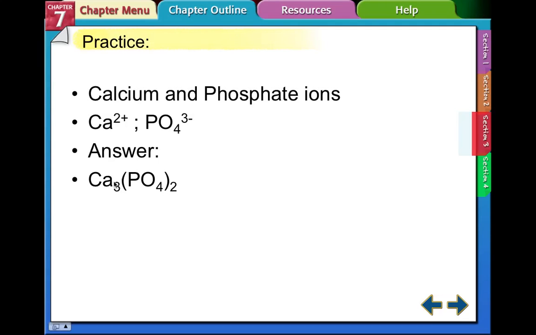Calcium is going to be a subscript of 3, that gives you a +6 charge. PO4, there's your parentheses, to the subscript 2 gives you a -6 charge. So you have a +6 and a -6. Those oxidation charges are balanced out.